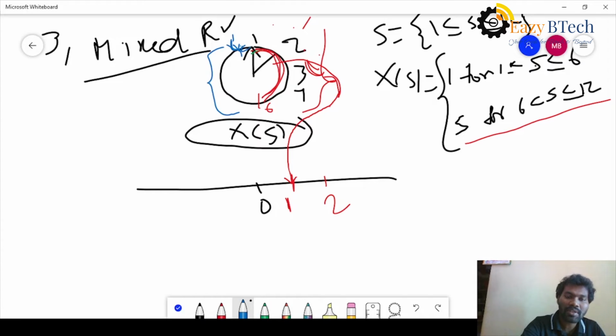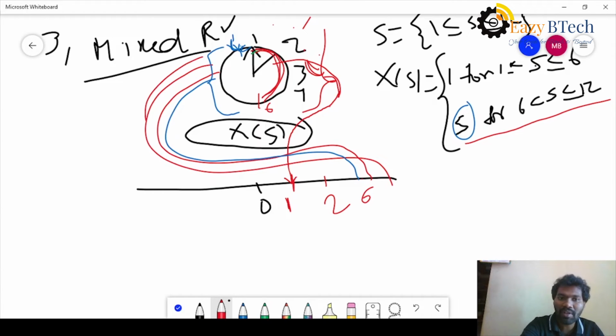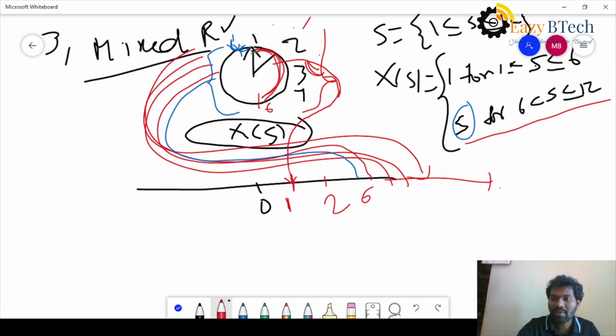So in this space, what will I do? I want the value of s. That means if it is at 6, it is 6; if it is at 6.1, it is 6.1; if it is 6.2, it is 6.2; 6.3, 6.3. Here you will get a number of values from 6 to 12. Okay, so this is my small x.